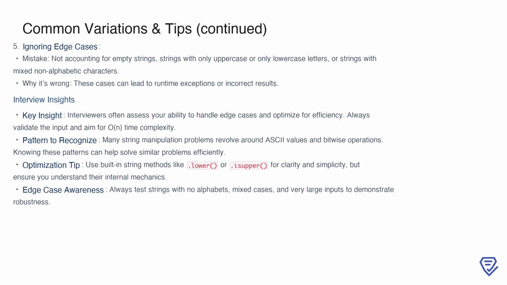To optimize your code, aim for O(n) time complexity by iterating through the string just once. Also, understanding patterns like ASCII manipulation and bitwise operations can be incredibly helpful for solving not just this problem but other string manipulation problems as well. For clarity and simplicity, using built-in methods like .lower or .isupper is highly recommended, but make sure you understand how these methods work internally. Lastly, always test your solution with edge cases, such as strings that contain no alphabets, mixed case inputs, and very large strings. This demonstrates that your solution is thorough and reliable.